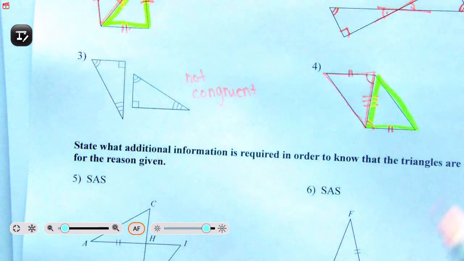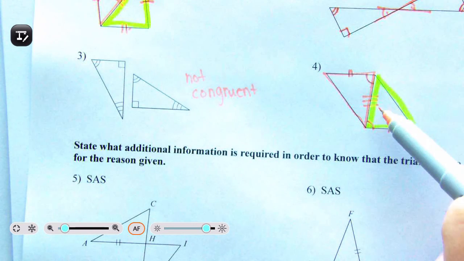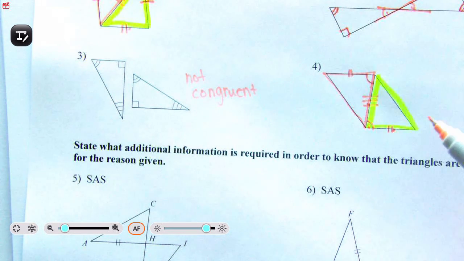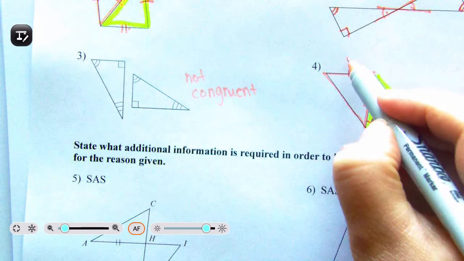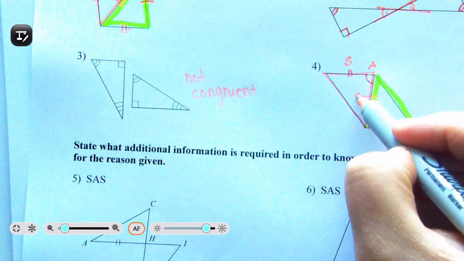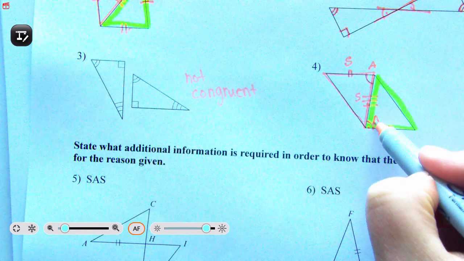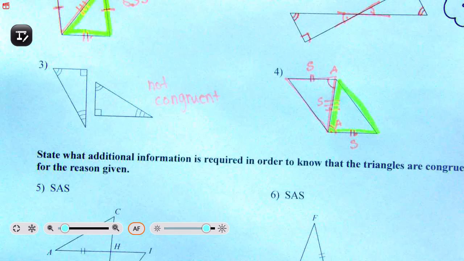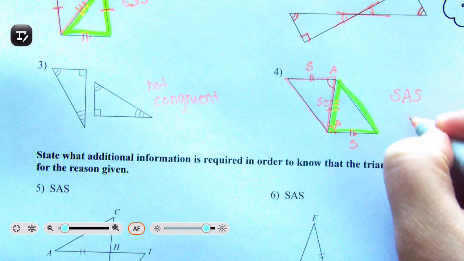So then what do I have? I have a side, angle, and a side. Do you see that? Side, angle, side. So then our congruence is side, angle, side, congruence.